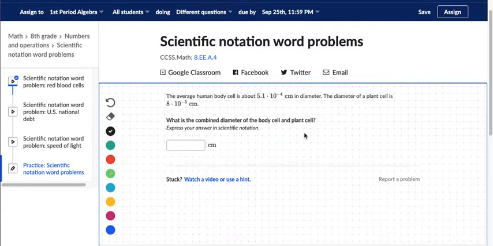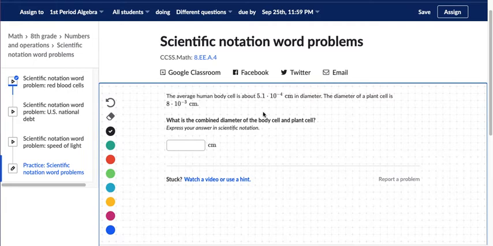Okay, the average human body cell is really small. 5.1 times 10 to the negative 4 centimeters. I mean, a centimeter is not all that big. And this is divided by 10,000. The diameter of a plant cell is 8 times 10 to the negative 3 centimeters. So also pretty small. What is the combined diameter of the body cell and plant cell?